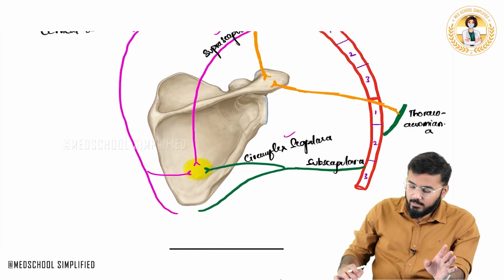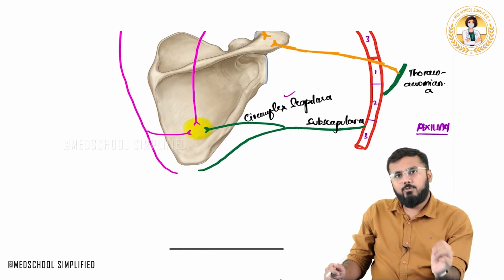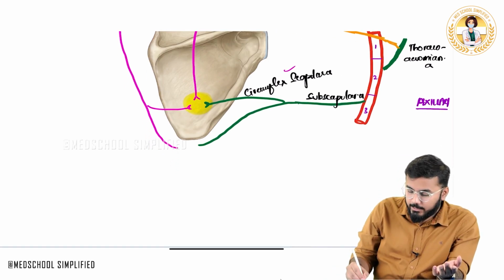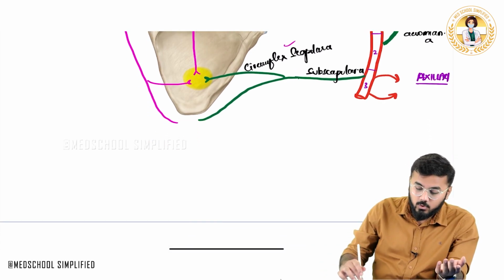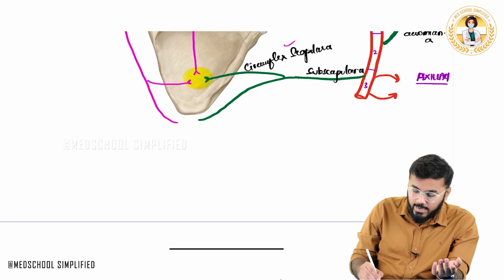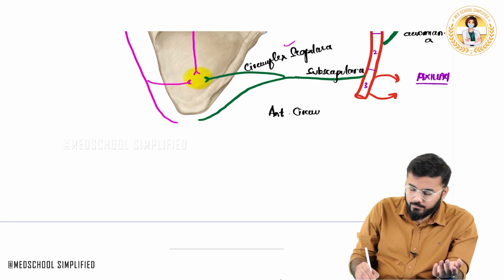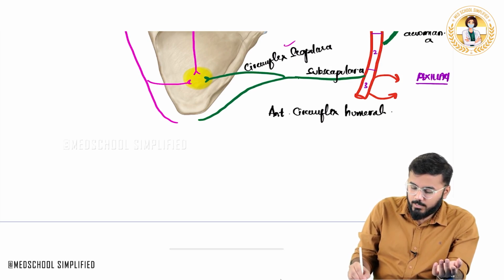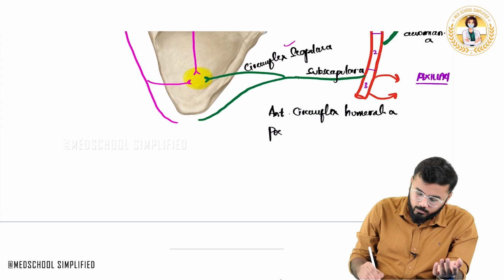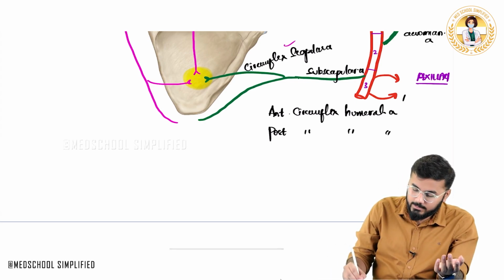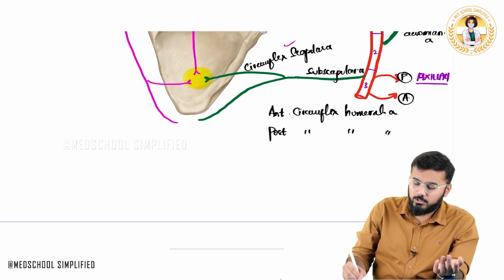And finally, the third part of the axillary artery, as most of you know, gives out two branches like this. What are these two branches? One is called the anterior circumflex humeral artery. Another one is called the posterior circumflex humeral artery. Right? So let us say this is the anterior circumflex, this is the posterior circumflex.